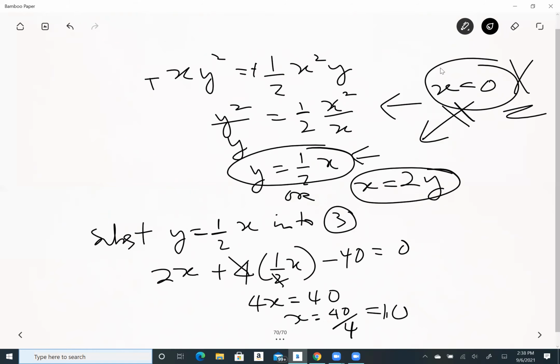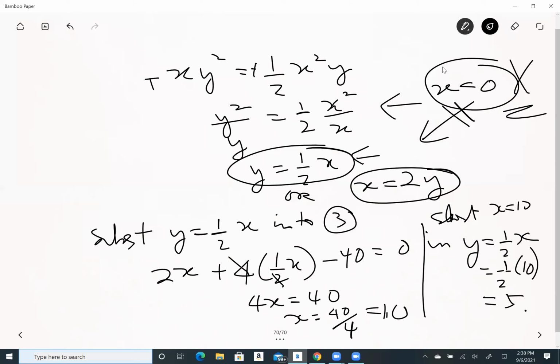So substitute x equal to 10 into y. All right. Go to y equal to half x equal to half times 10. That would be equal to 5. Oh, that is our solution. So the optimum point, all right? So you can say that that's the optimum point.